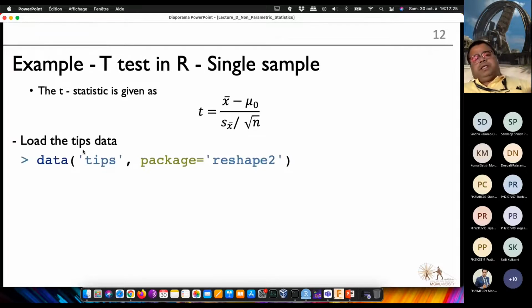So the t statistic can be calculated by this simple formula. The formula is simple, there is nothing in it. If it is the single sample case, this is the formula you have to use. Okay, so now I am going to use the tips data.